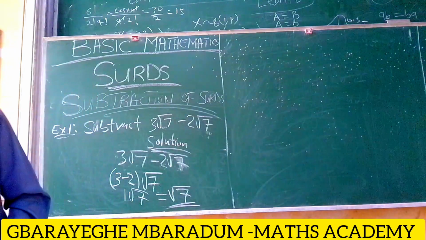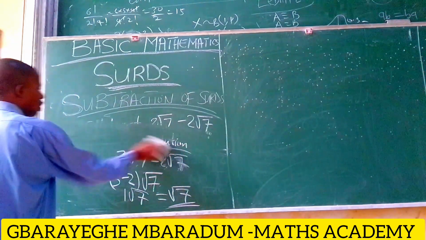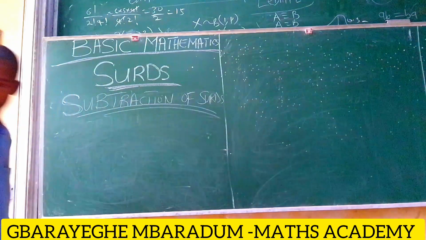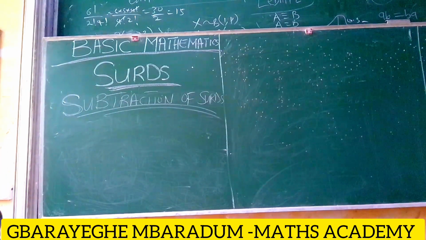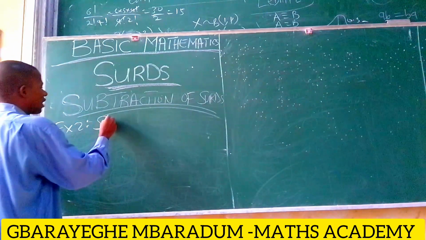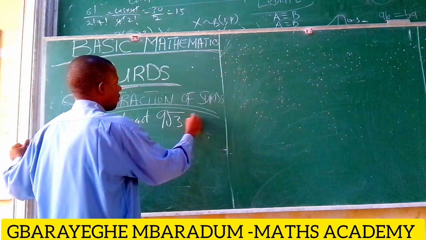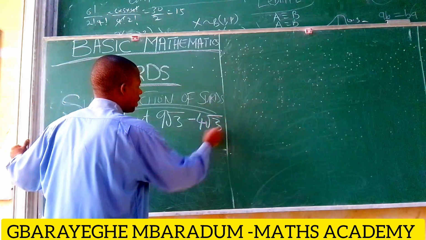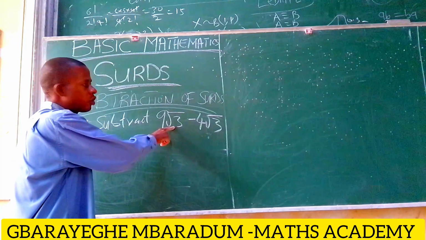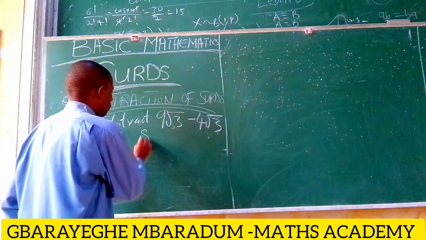Now let's look at the second example on how to subtract a surd. Example 2 says you should subtract the surd 9 root 3 minus 4 root 3. If you look at this surd, it can be subtracted because they are in the same root, which is root 3 here, and here is also root 3, right? So this surd can be subtracted. Solution.